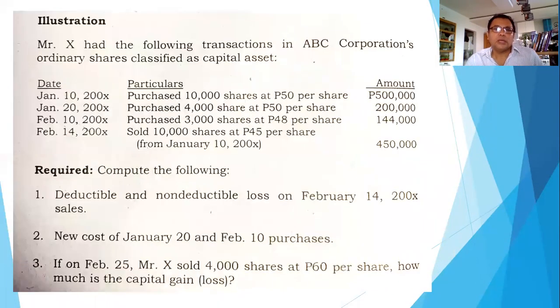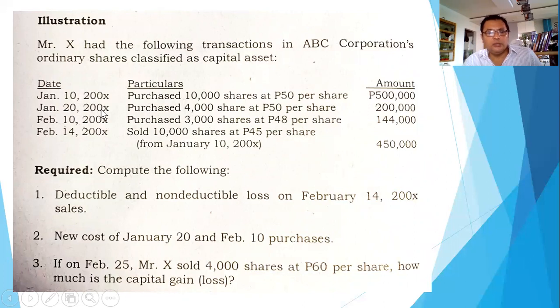So as an example, Mr. X had the following transactions in ABC Corporation's ordinary shares classified as capital asset. So he has the same shares, no? For the same shares, there can be wash sale, and he is not a dealer in securities. So on January 10, 2000 something, he purchased 10,000 shares at 50 per share, 500,000 pesos.